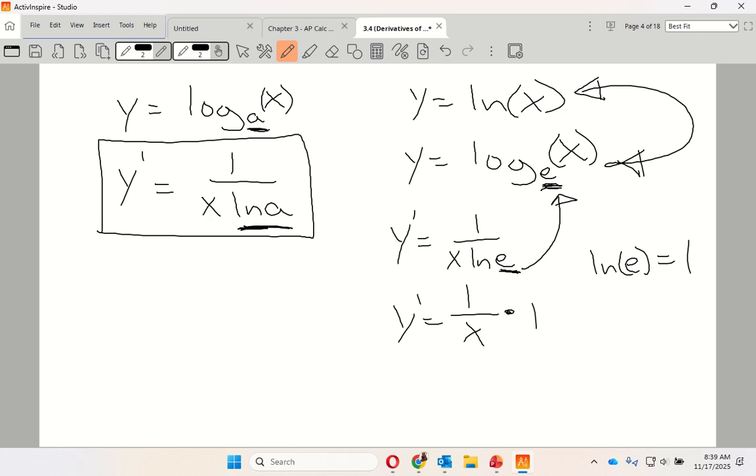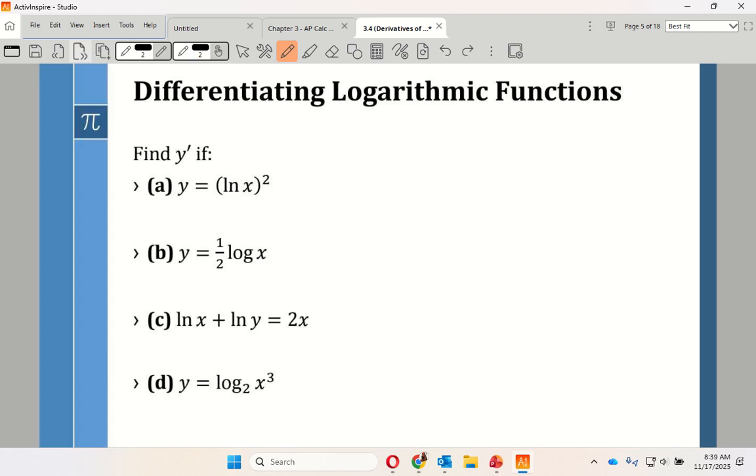Okay. All right, let's try some of these problems. What rule applies to this first one here? Chain rule. So I'm going to start by going, u equals what? ln x. u prime is 1 over x.